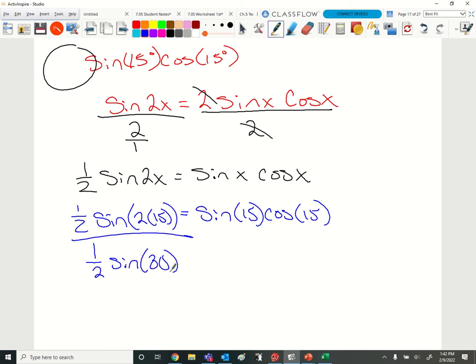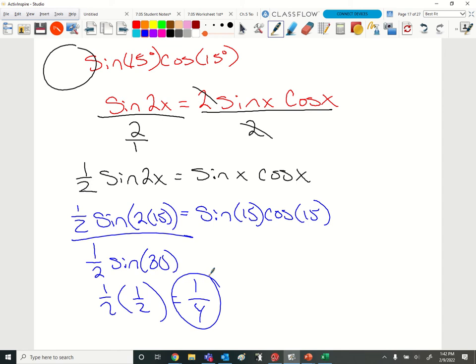Is 30 a known value? We know 30 degrees. It is on my unit circle. It is a known value. So what is sine at 30? 1/2. So I'm going to bring this down. So it's 1/2 times 1/2, because I brought down my 1/2 that was in front, and sine at 30 is 1/2. Yes? Now I can multiply straight across. So 1 times 1 is 1, and 2 times 2? 4. So my answer is 1/4.